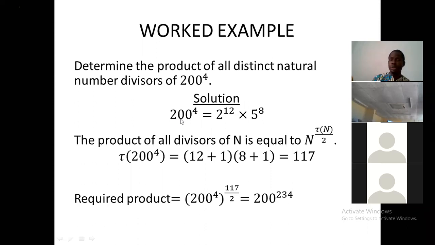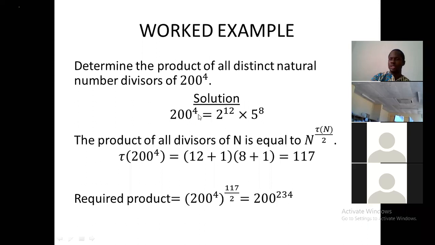200 we know is 8 times 25. So 200 raised to the power 4 is the same thing as what? 8 raised to the power 4 times 25 raised to the power 4. And the rest is simple. Of course, you know that 25 raised to the power 4 is the same thing as 5 raised to the power 8, while 8 raised to the power 4 is the same thing as 2 raised to the power 12.